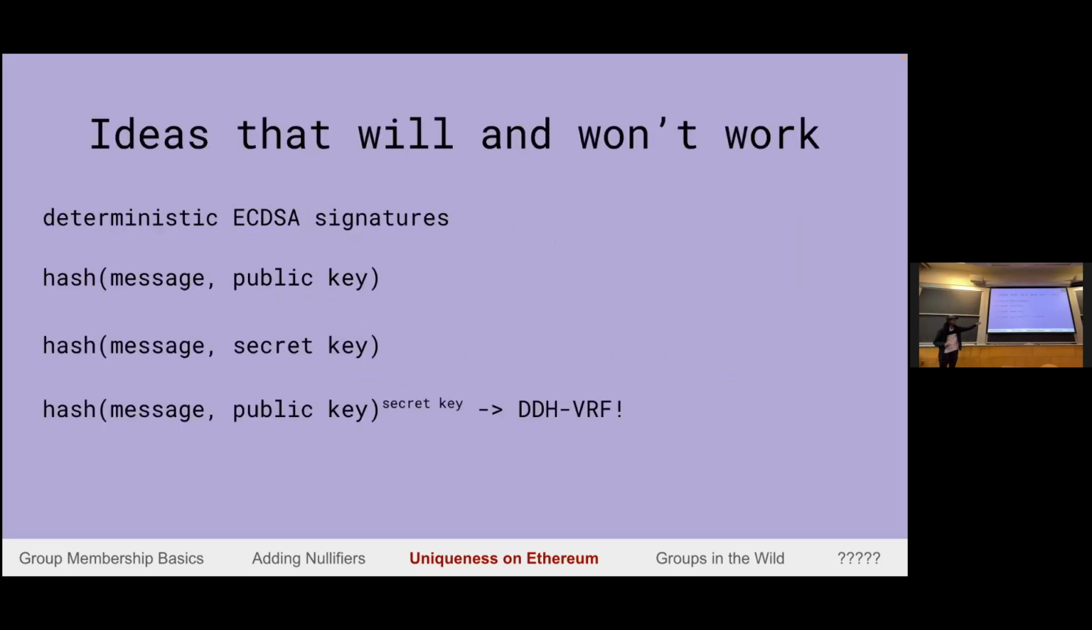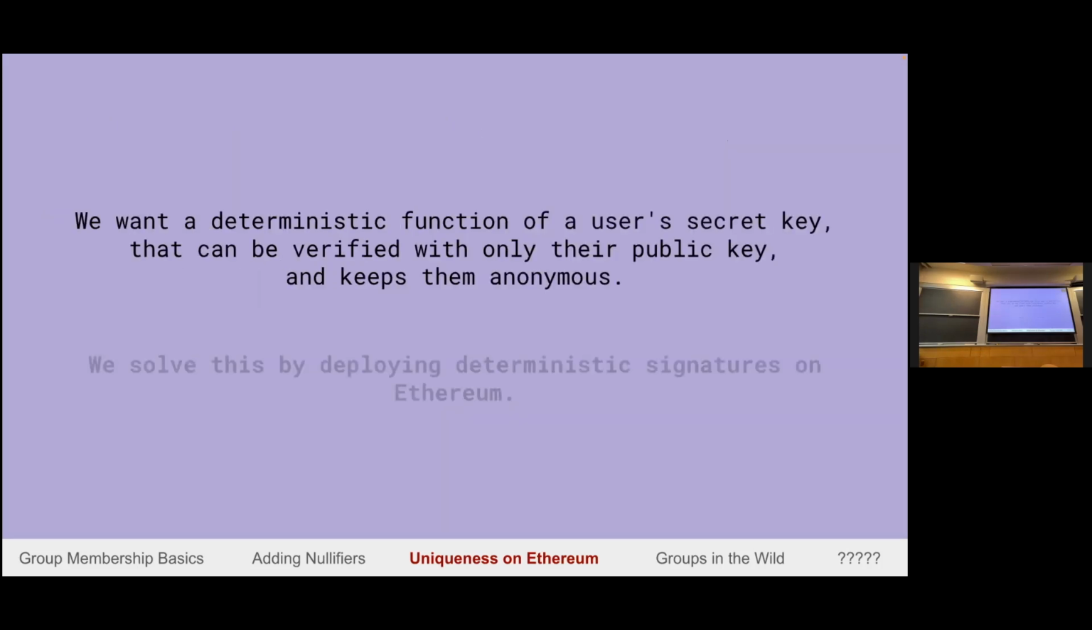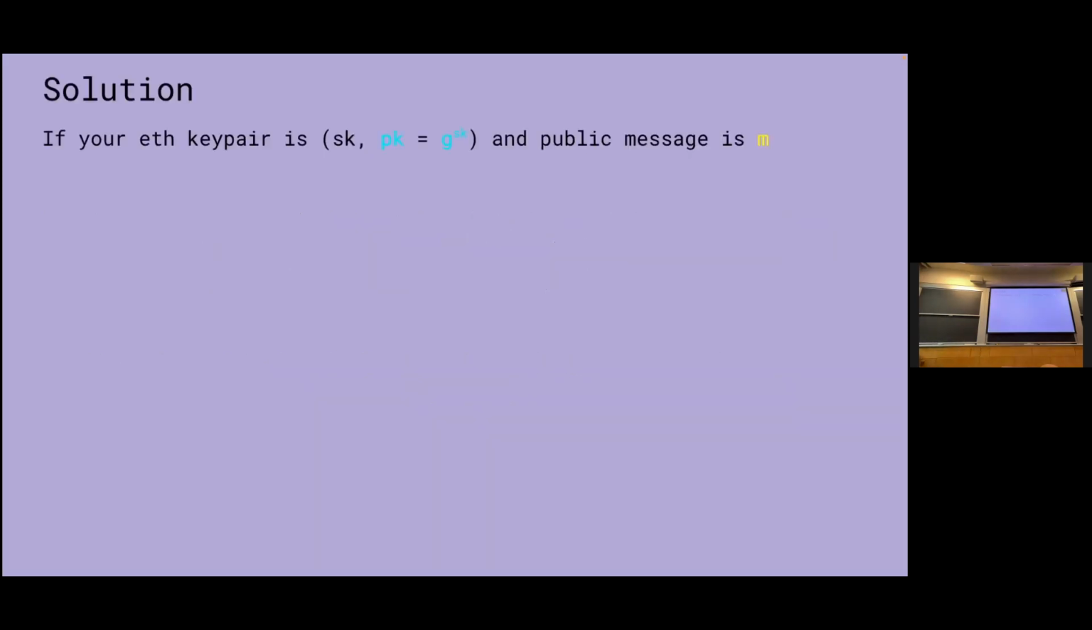Yep, so this is the thing that I'll explain in 2 slides, which is the exact math behind how we can do this without having the secret key. It's a little tricky. But the high-level thing is that by deploying a new kind of deterministic signature on Ethereum, we can potentially get all the properties that we want, using your pre-existing Ethereum secret and public keys.